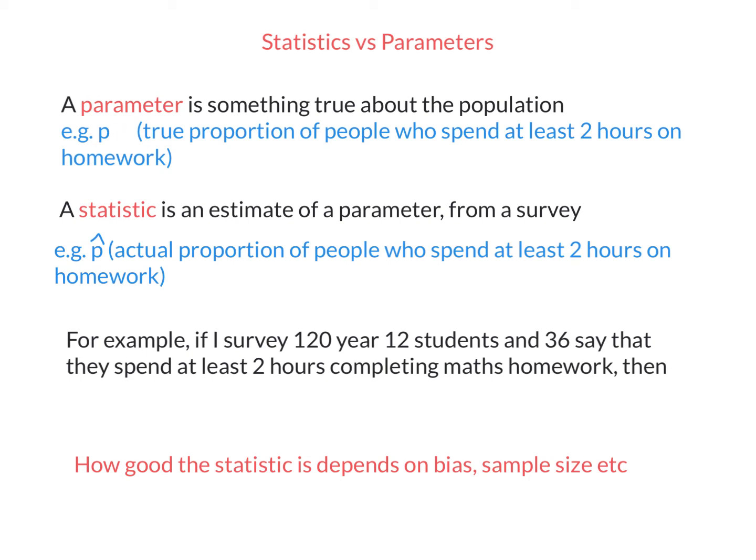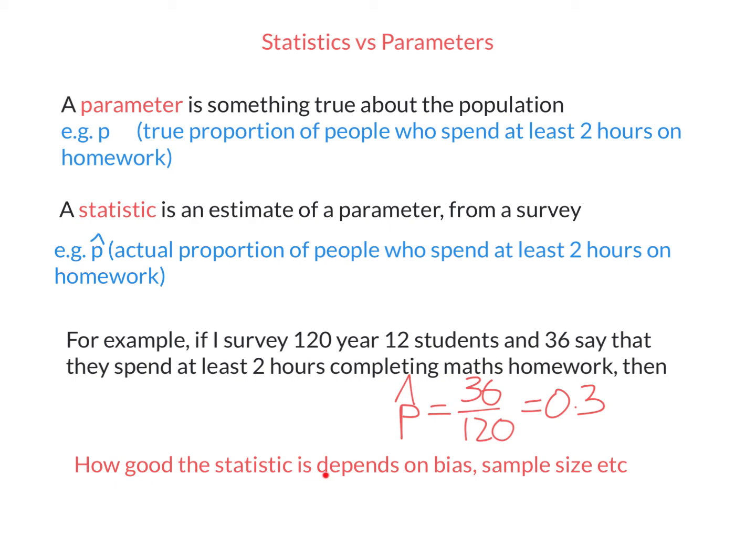Well, what I could do is I could come up with a statistic. I could just take a sample from the population and find out what proportion of them spend at least 2 hours on homework. So for example, let's say I survey 120 Year 12 students, 36 spend at least 2 hours completing maths homework. Then P hat, this is the sample proportion, is just 36 out of 120, which is of course equal to 0.3. So this here is a statistic. This 0.3 gives me an idea about the proportion in the true population.